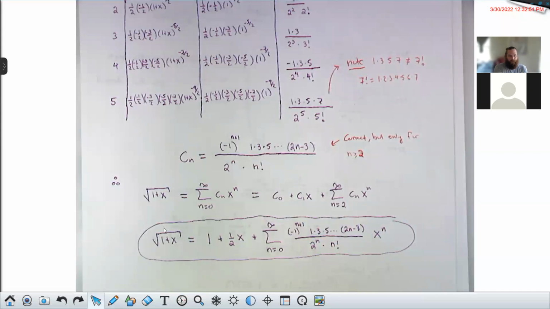Of course, other fun stuff would be trying to integrate this function by integrating these. The integral of this function is not hard, so it's not something you would need a power series to do, but good practice.